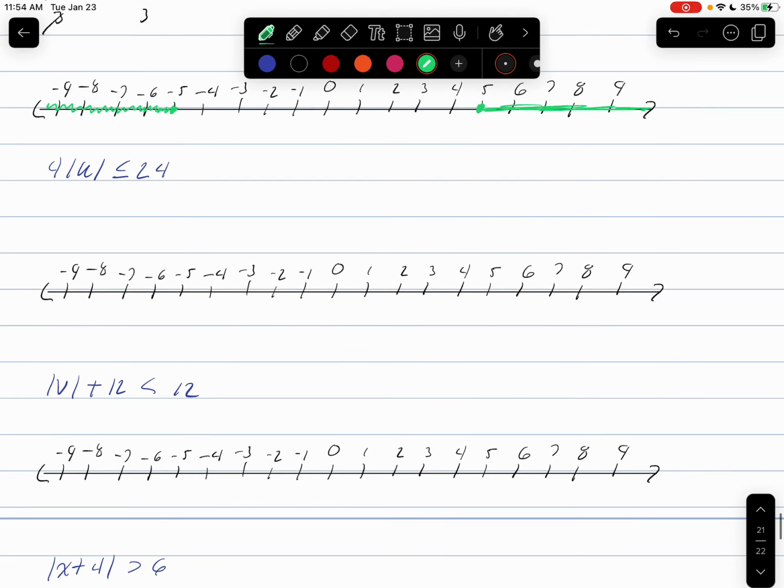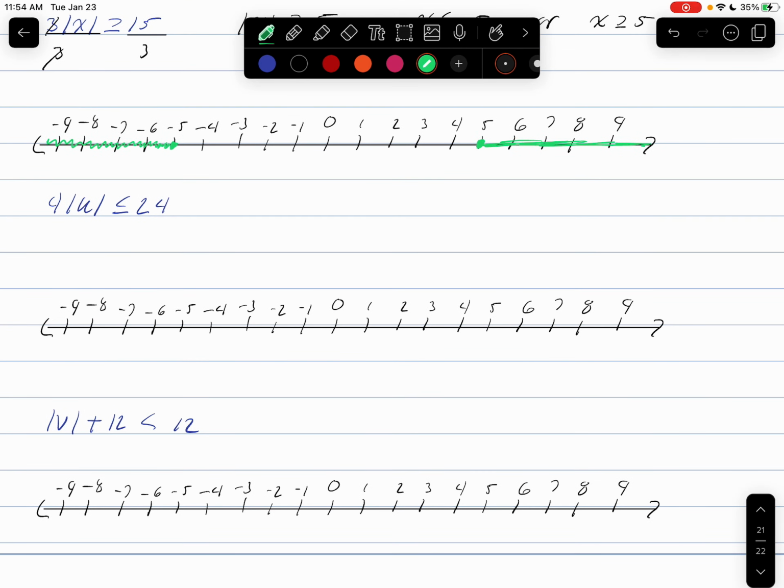Okay, let's try this one. Here we have 4 times the absolute value of u is less than or equal to 24. So here we can go ahead and divide both sides by 4, like we did in the previous examples. And that's going to give us the absolute value of u is less than or equal to 6. Okay?